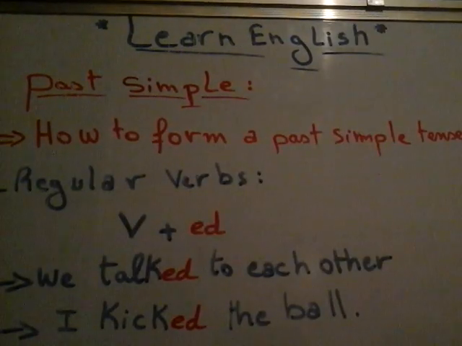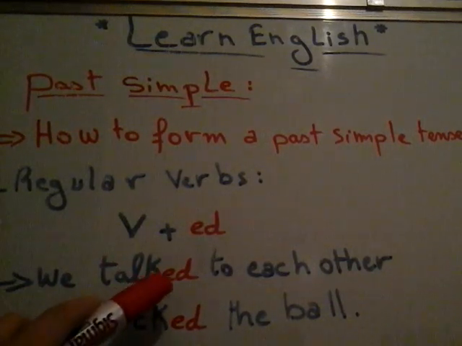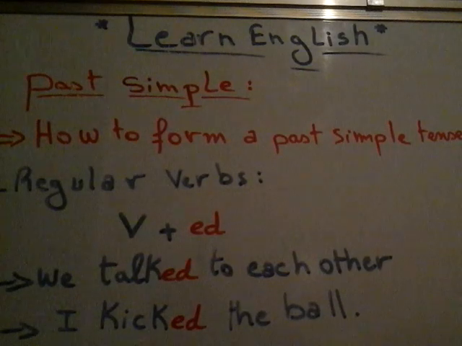So first of all, let's see how to form a past simple tense. For regular verbs, we simply use infinitive form of the verb plus ed. We have some examples. First one, we talked to each other. The second one, I kicked the ball. As you see here, verb to talk, verb to kick, we added just ed at the end of the verb.